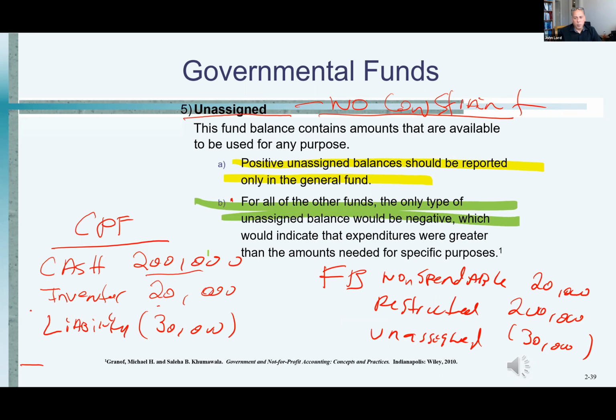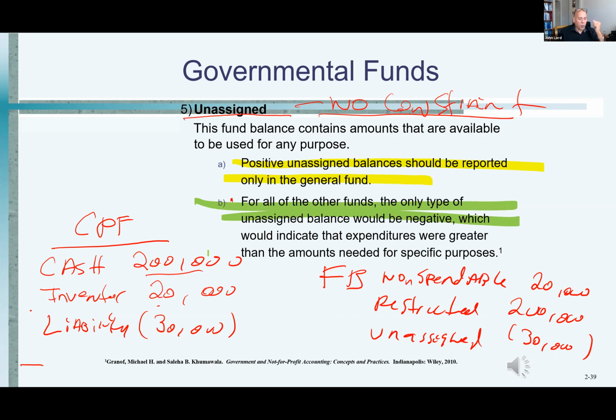Unassigned means that there has been no constraint put on that money. It can be spent for anything within the purview of that government's charter. Okay, they can't just sit here and say, gee, we got all this unassigned money, let's go to Vegas. Okay, no, it doesn't work that way. They still have to spend it within their fiduciary charter, but they can spend it however they like in accomplishing that fiduciary charter. That money is considered unassigned.